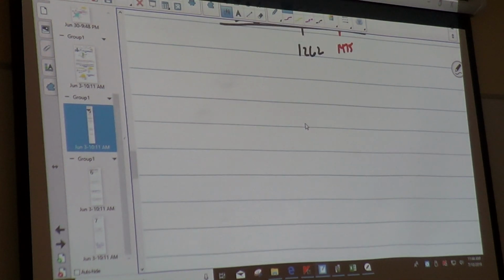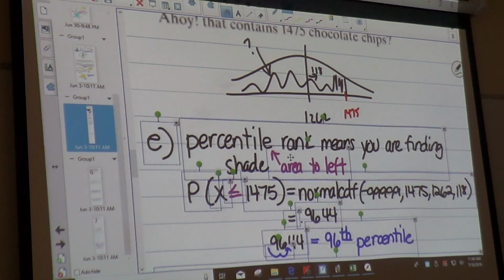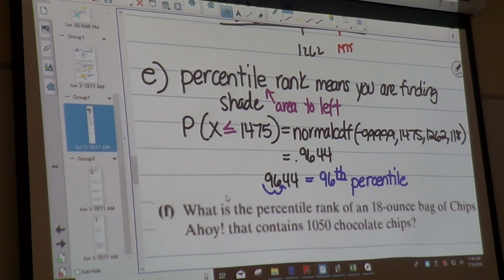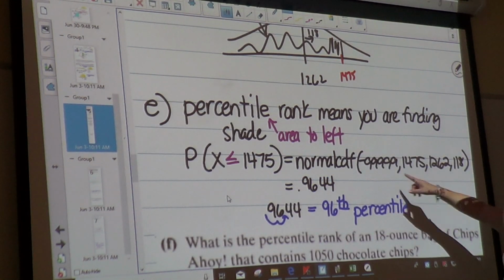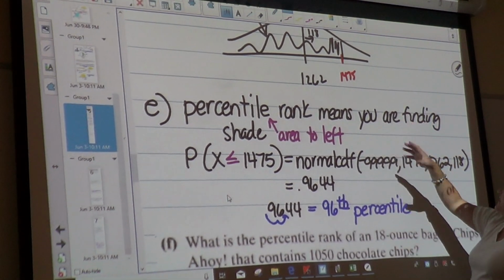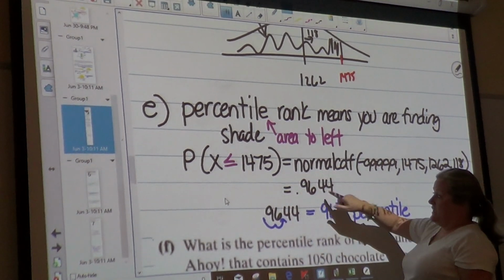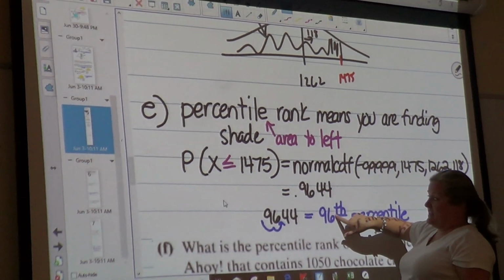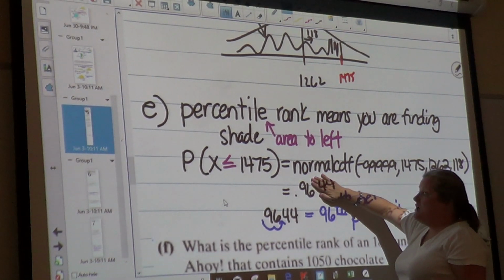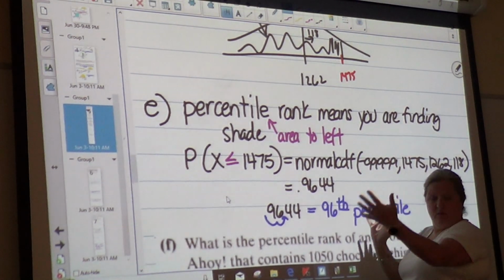And y'all, percentile is usually always a whole number. And when we're doing percentile, we always round it, we just usually drop the decimal off. So I did negative 9999 to 1475. That was my shade begins, my shade ends, my mean and my standard deviation. And when I do percentile, you turn it into a percent, and we usually drop this off. So even if it was 96.75, we would still say that's within the 96 percentile, because it's always a whole number.